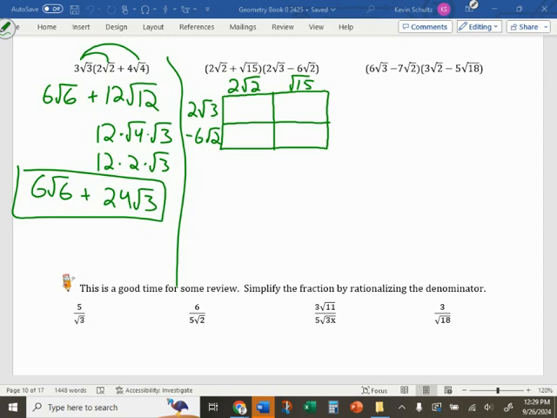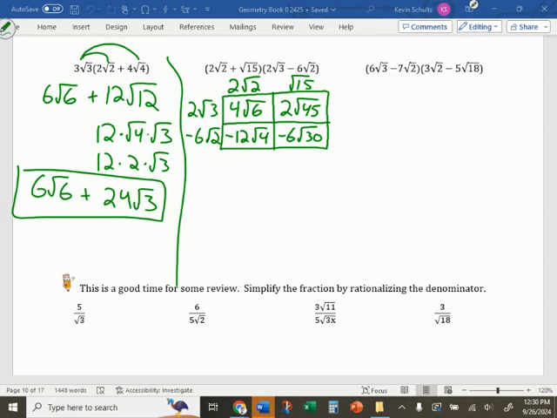What goes in my top left box here? 4 root 6. 2 times 2, the coefficients make 4. Root 2 times root 3 gives us root 6. What goes in the top right box? 2 root 45. How about the bottom left box? Negative 12 root 4, which we'll simplify afterwards. And the bottom right is negative 6 root 30. Questions on how I got any of those sections of the box filled?